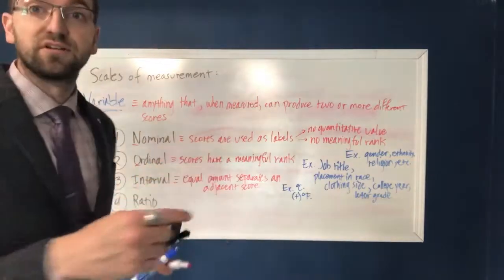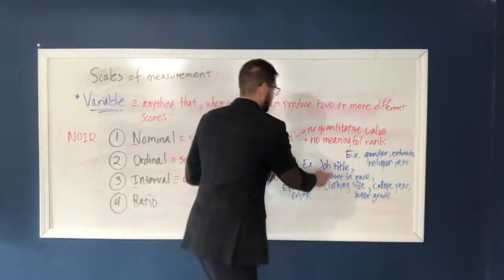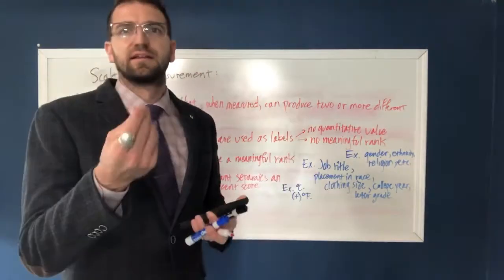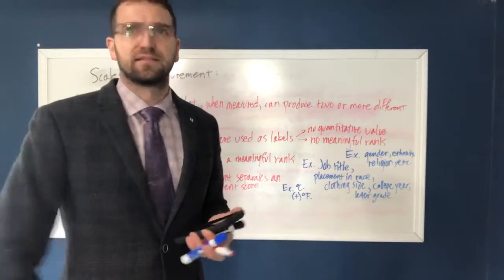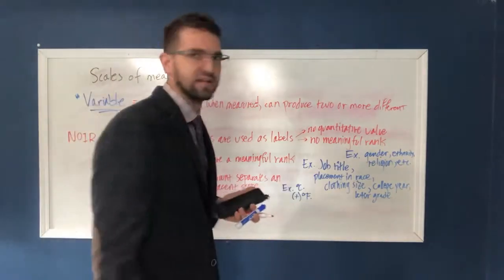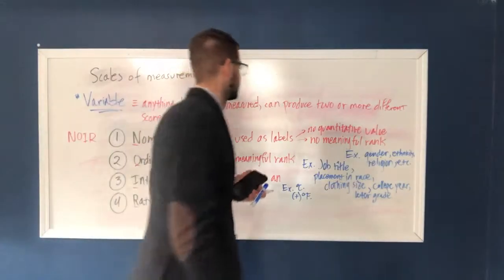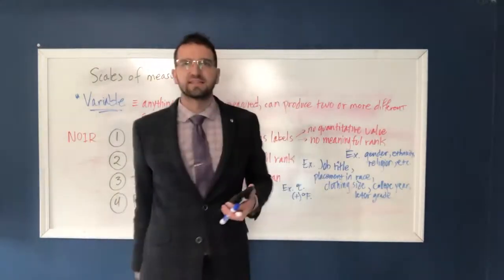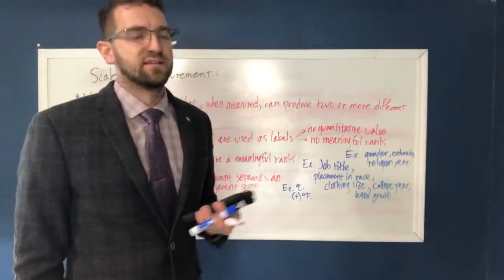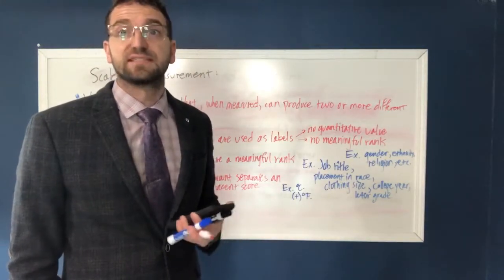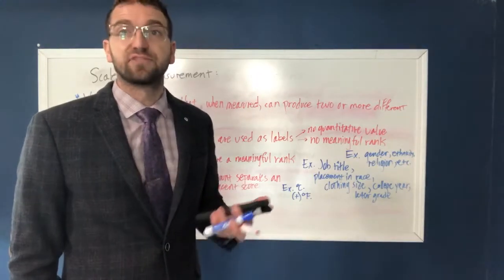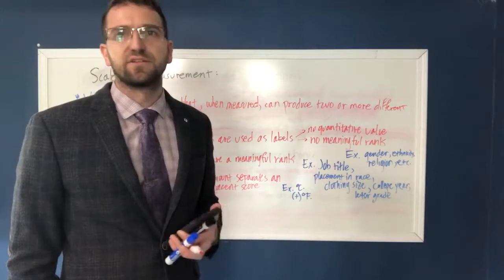Let's go back to ordinal. Job title. Well, if the ranking's based on money made, there definitely aren't equal intervals. There could be huge jumps between the rankings. What about placement in a race? That's a good one. Someone comes in first, and then the second person might come in 15 seconds after the first person, and the third person might come in 5 minutes after the second place person. So definitely those aren't equal intervals.